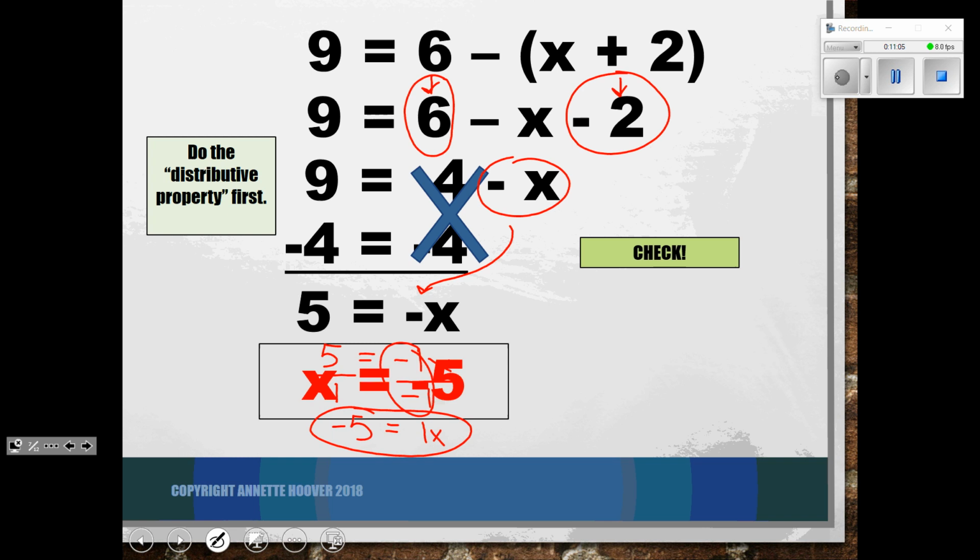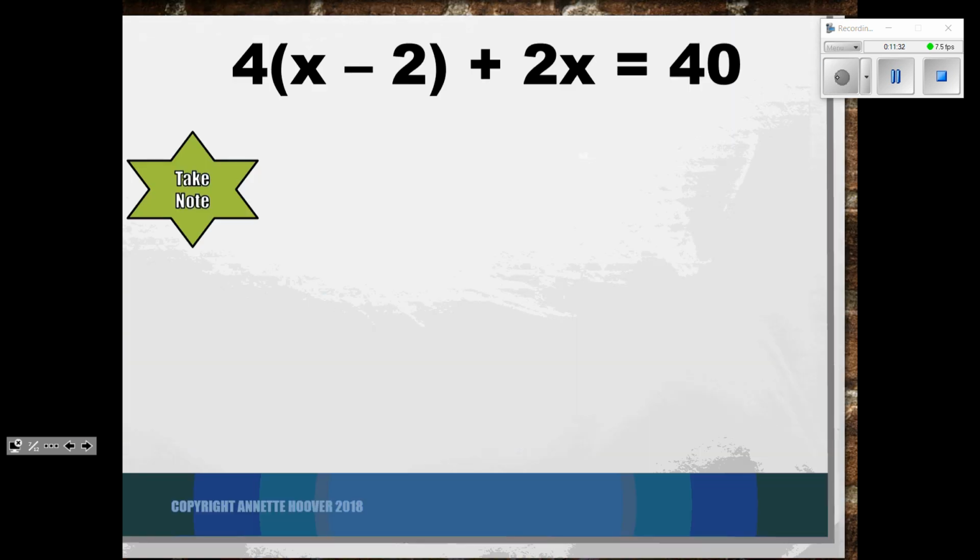If we were to plug that back in there, we would see that we can go ahead and do our parentheses first. So the 6 minus a negative 3. And when you have minus a negative, you add the opposite, and that would equal 9, which is what we wanted it to be originally on the left side. So watch for the distributive property.